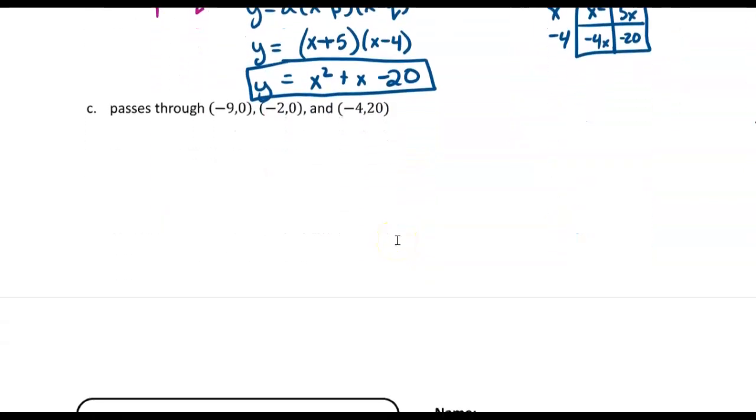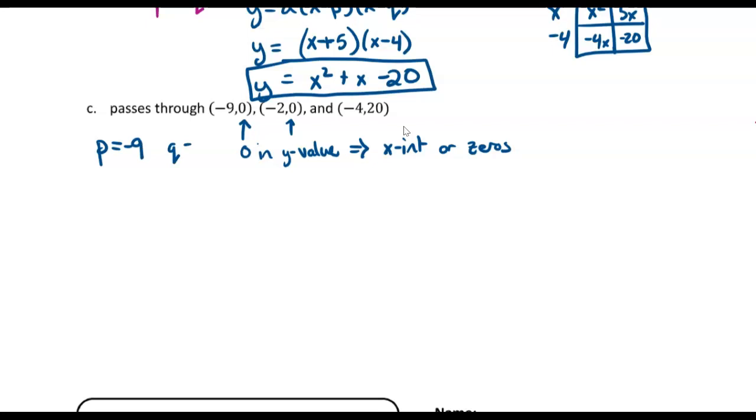Okay, and last but not least, it passes through these points. Look at how these points have a 0 in the y value. If there's a 0 in the y value, what that tells us is they are x-intercepts, or zeros. So it tells me that one of the x-intercepts is -9, and one of the x-intercepts is -2, and this is some other point. Not the vertex.